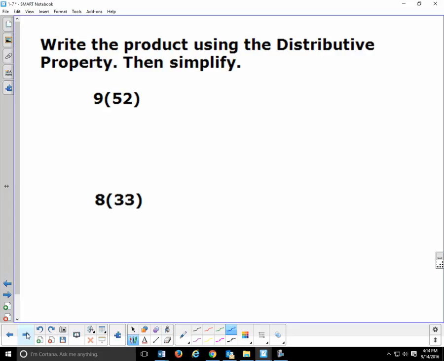I think in some of your book assignments, it says use the distributive property or write the product using the distributive property. What we're looking at is still some of that mental math. And I've alluded to this a couple times in class too, that rather than doing 9 times 52 like this, I look at it as 50 and 2. Do 9 times 50 and 9 times 2. And that's really what this distributive property is. We're saying, well, let's take 52 and let's break it up into smaller pieces, because that's easier to do in your head. So now we're going to do 9 times 50.